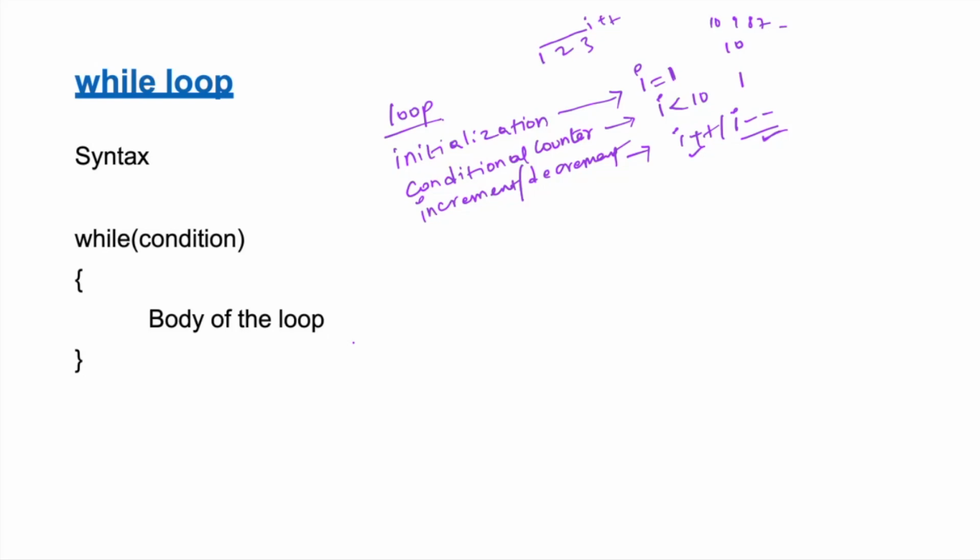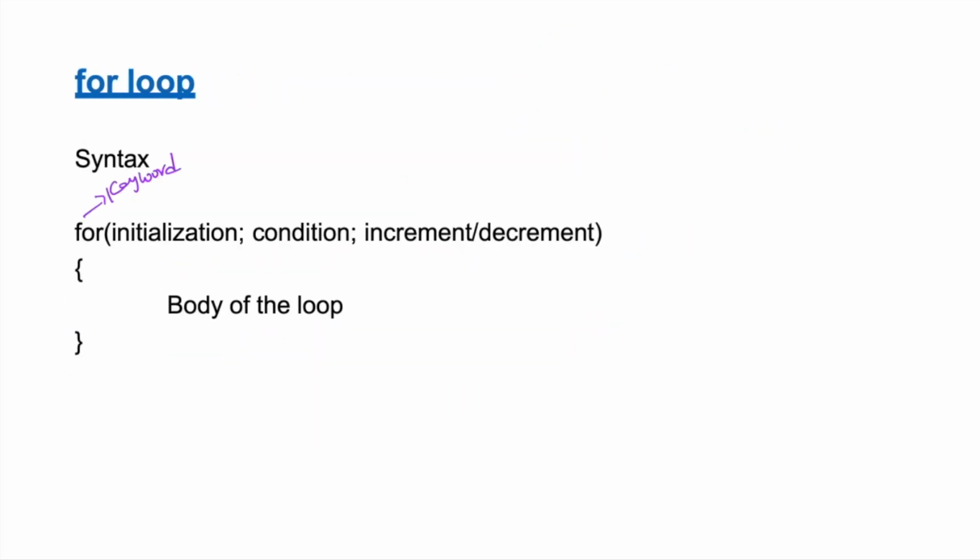All these are not segregated means we have the initialization counter here, we have a conditional counter here, and we have an increment and decrement counter inside the body. So the three are at three different places. Okay, there may be complexity while you are using this. So to simplify this, we make use of this for loop.